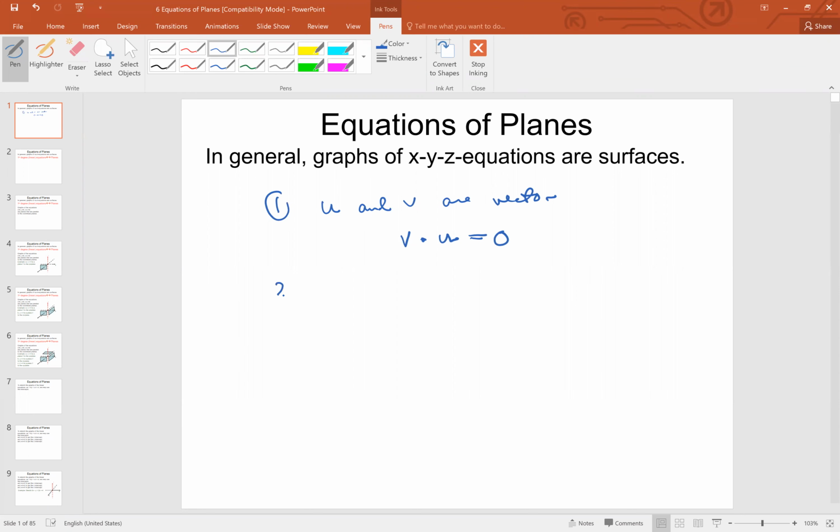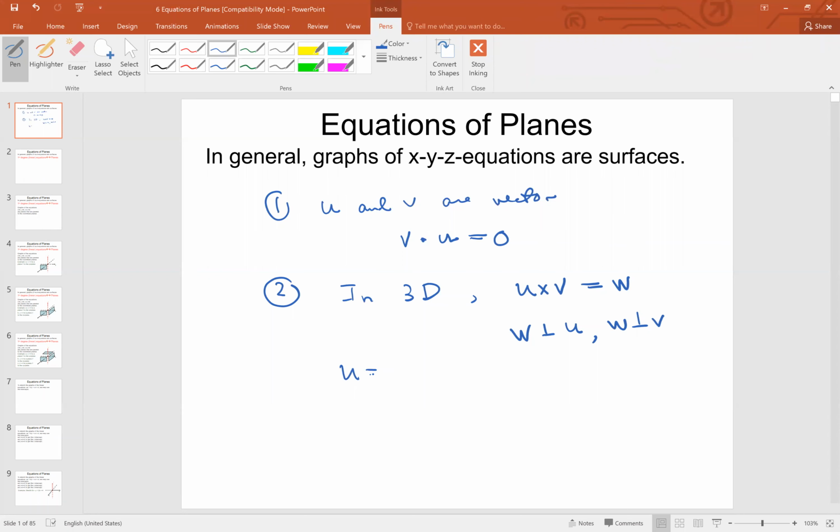Okay, and the second thing: in three dimensions we have the cross product. The cross product of u and v, if I call that w, then w is perpendicular to both of them.